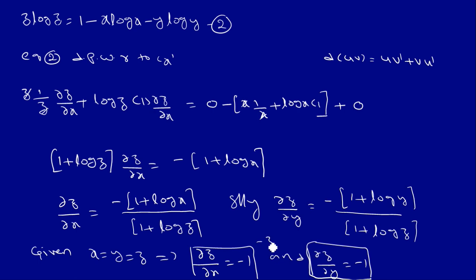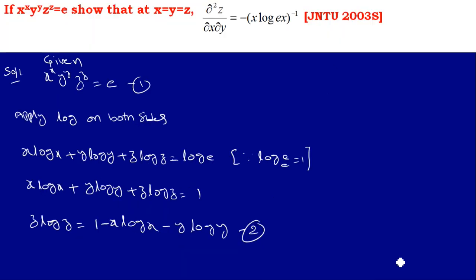Remember this one, this is 3, this is 4. We'll take this one, this is equation 3, this is equation 4, this is equation 5, this is equation 6. What is our question here? Dou square z by dou x dou y. So we'll find out dou square z by dou x dou y.